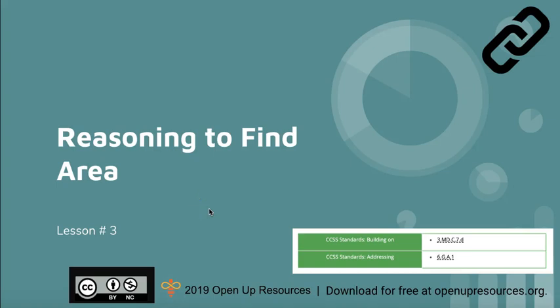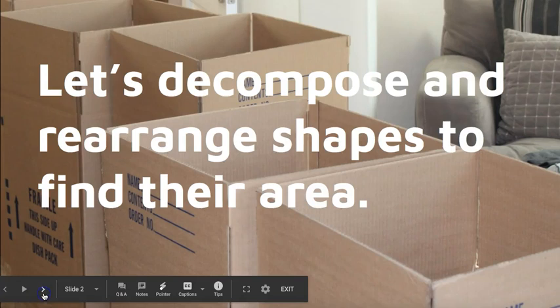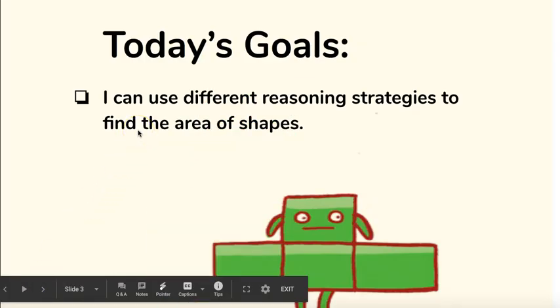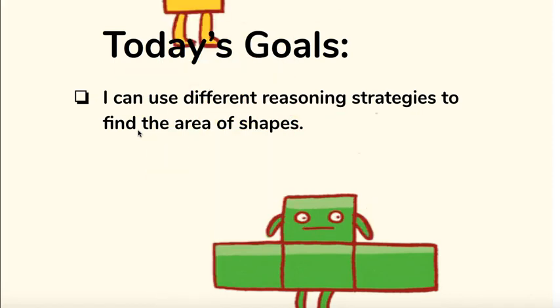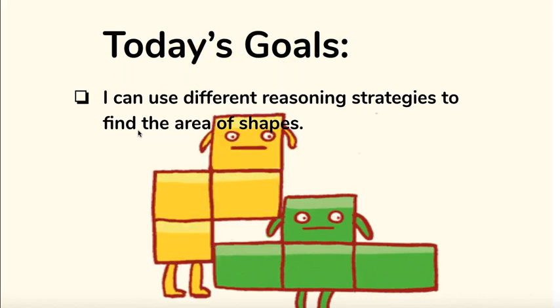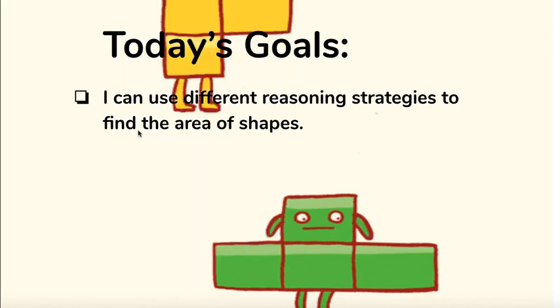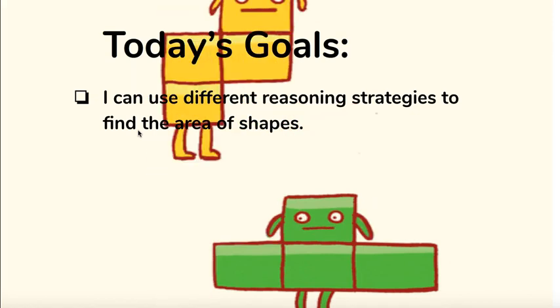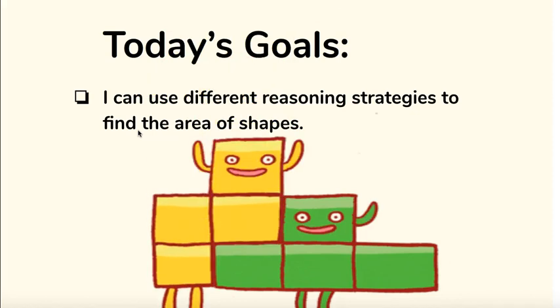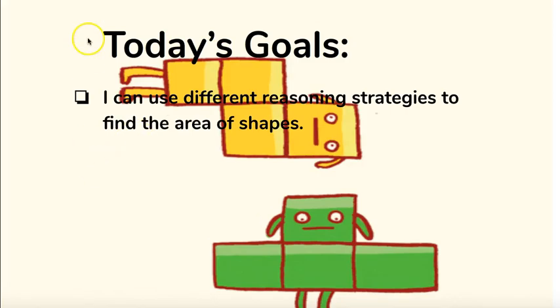Okay, lesson 3, we're going to be still looking at area and some different ways to find area. We're going to be talking about decomposing and rearranging shapes. So today's goal, our I can statement, is I can use different reasoning strategies to find the area of shapes. While you're getting that on the top of your page, along with today's date and page number, write down that I can statement. We're going to be looking at different ways we could look at things instead of just counting things out.